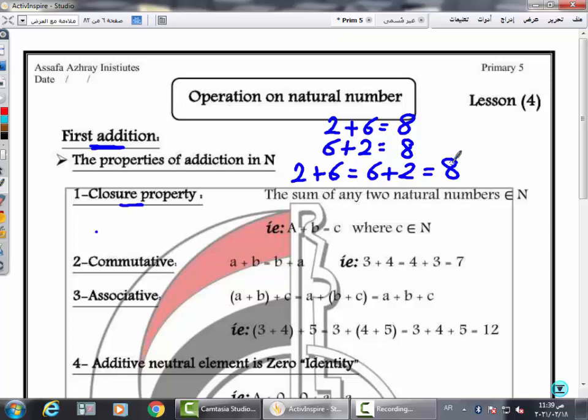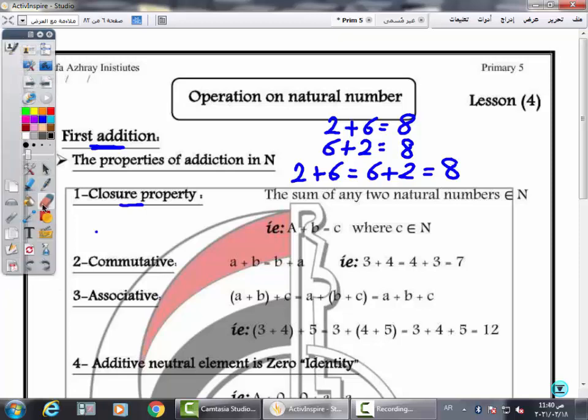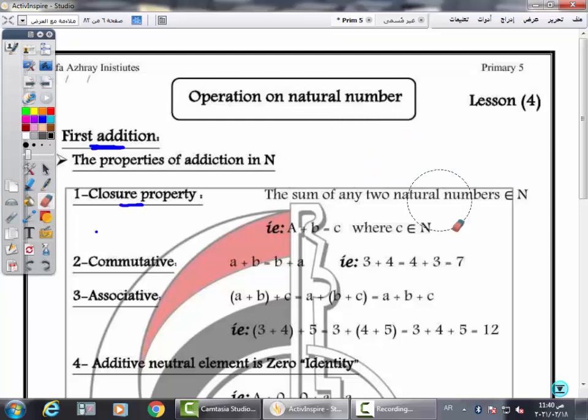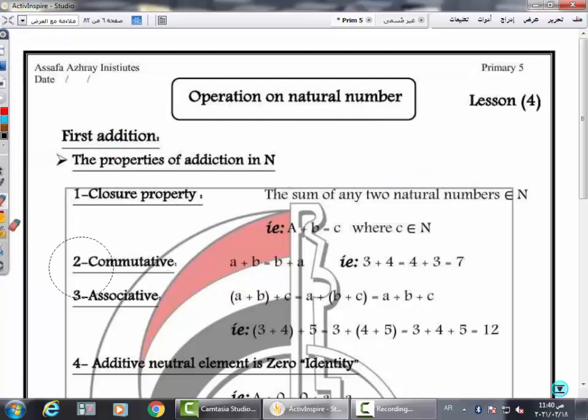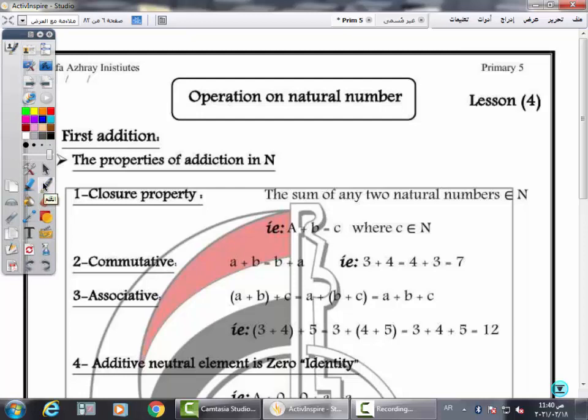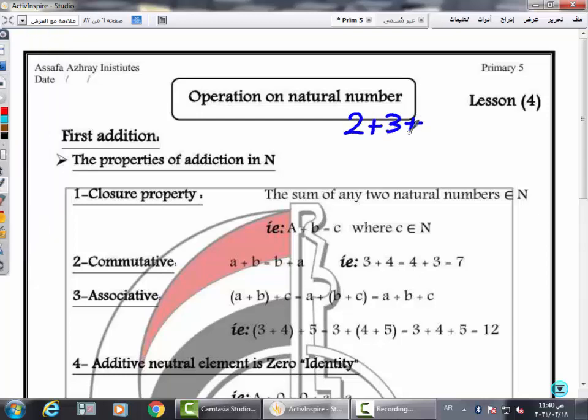The third property is called associative property. Okay? What is the meaning of associative property? If we have three numbers like 2 plus 3 plus 4 and we want to find the addition of three numbers, what is the result? 2 plus 3 equals 5. 5 plus 4, 9. Okay?